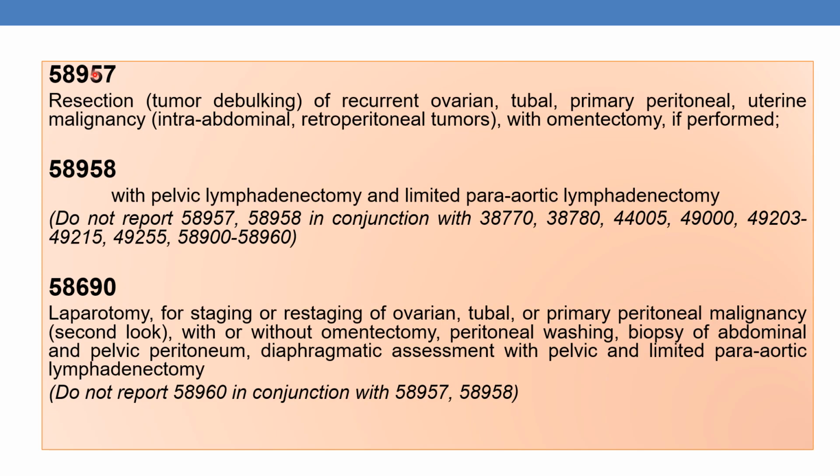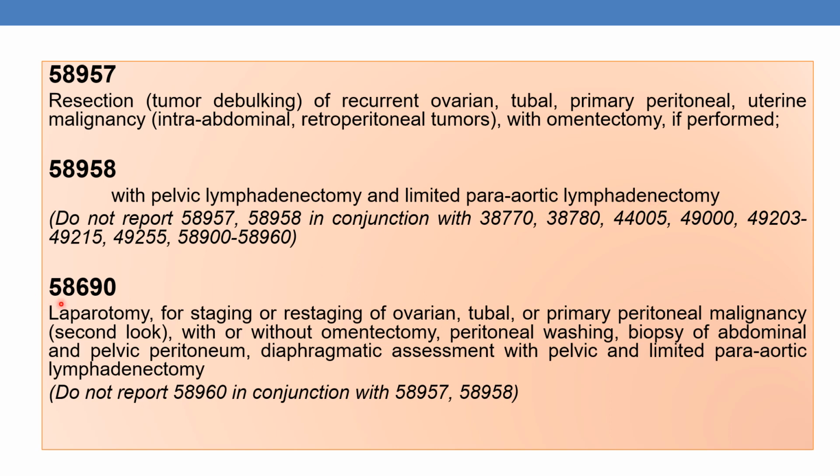The next CPT is 58957. Resection, tumor debulking of recurrent. Previously they were initial resections, now recurrent resections. Resection, tumor debulking of recurrent ovarian, tubal, primary peritoneal, uterine malignancy with omentectomy if performed. The CPT is 58957. The next is 58958. Recurrent resection of malignancy with pelvic lymphadenectomy and limited para-aortic lymphadenectomy.